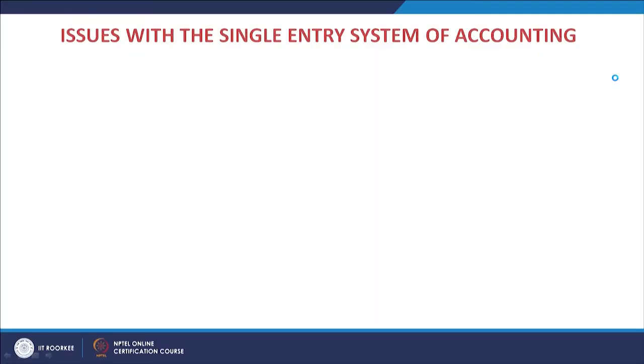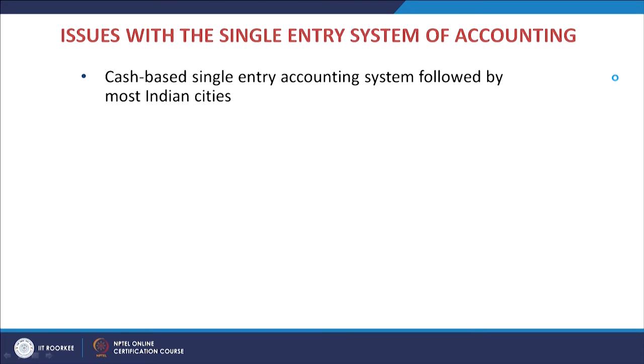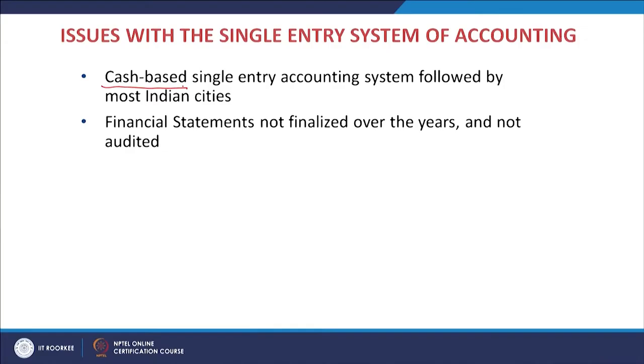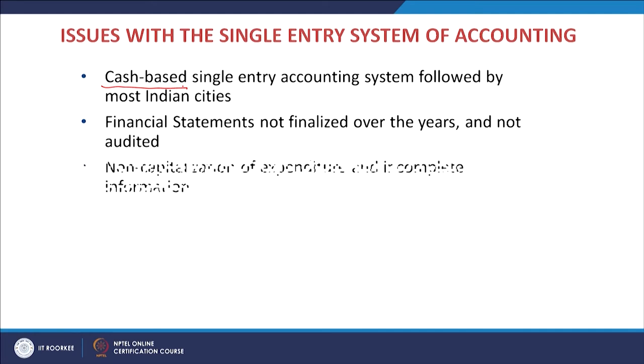The problem associated with the single entry system of accounting is that it is basically cash based. Whatever cash comes in or goes out of the system is what used to be recorded in the traditional accounting system in our country. Then the financial statements were not finalized over the year and not audited. So auditing was not there. There was non-capitalization of expenditure and incomplete information. All expenditures used to be written in terms of cash, but the capitalization dimension of any expenditure was not recorded, or the system did not allow anybody to record that particular information.